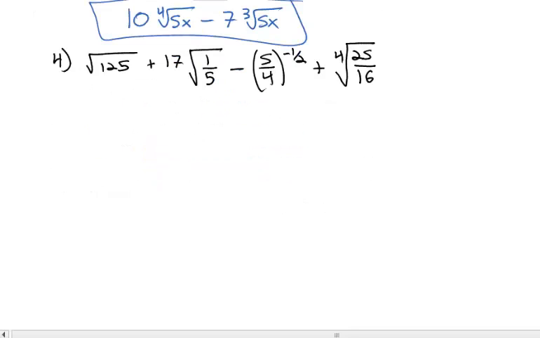There's a lot of pieces to this problem, and each piece simplifies differently. The 125 we can simplify by factoring it out to 25 times 5, and 25 is 5 times 5. So really the 125 is the square root of 5 cubed. And if we divide the exponent by the index, a 5 comes out, and left under the square root is a 5.